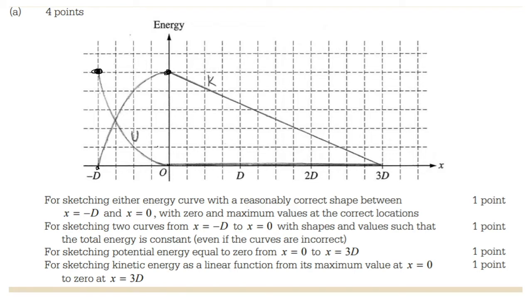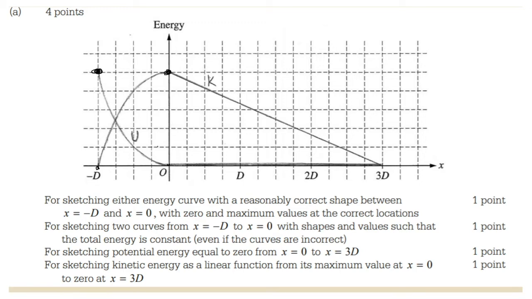You get 1 point for sketching two curves from x equals negative d to x equals 0 with shapes and values such that the total energy is constant, even if the curves are incorrect, excuse me. You get 1 point for sketching potential energy equal to 0 from x equals 0 to x equals 3d. And you get 1 point for sketching kinetic energy as a linear function from its maximum value at x equals 0 to x equals 3d.